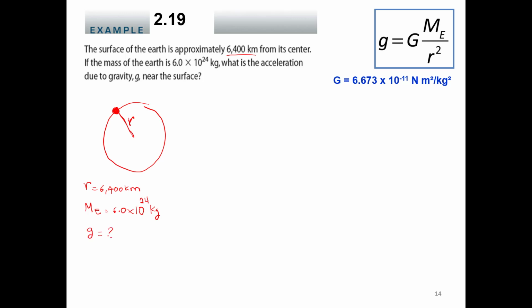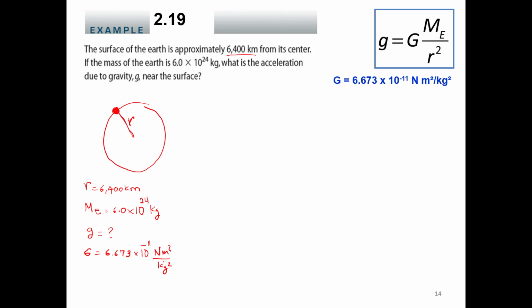And we know the answer. Close to the surface of the Earth, the g value is 9.8 meters per second squared. Then we expected that answer, because we know this is the value close to the surface. But let's see if we can get the same value using this equation. And the other thing we know is G is 6.6 times 10 to the power minus 11 Newton meters squared over kilogram squared.